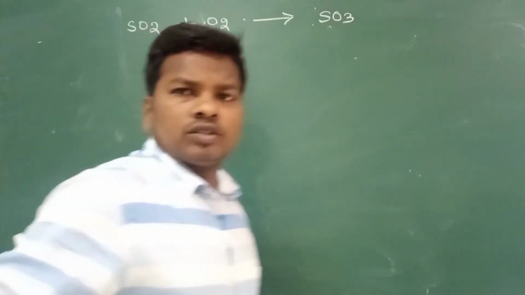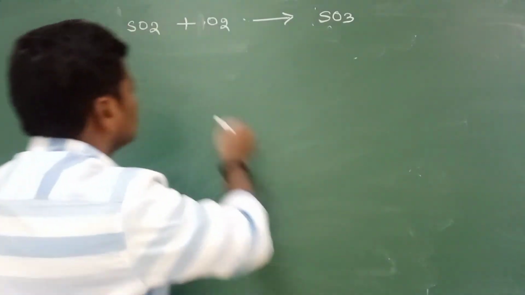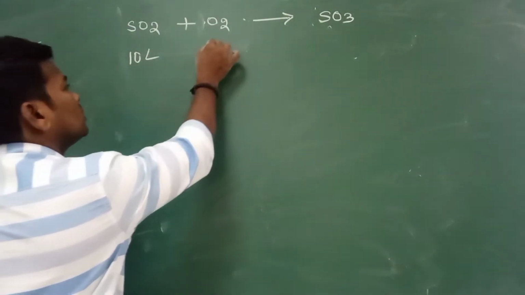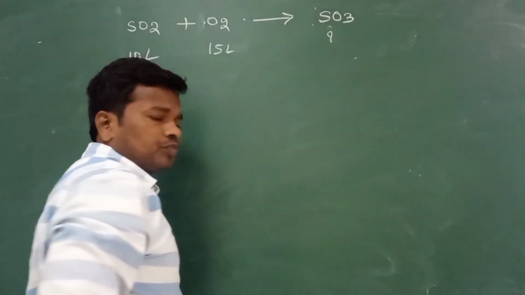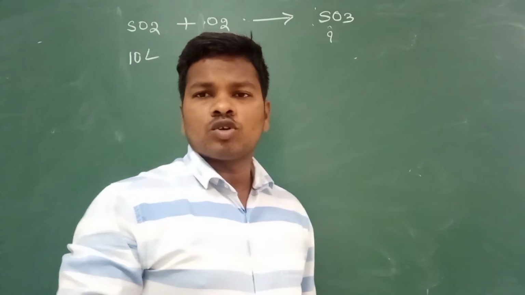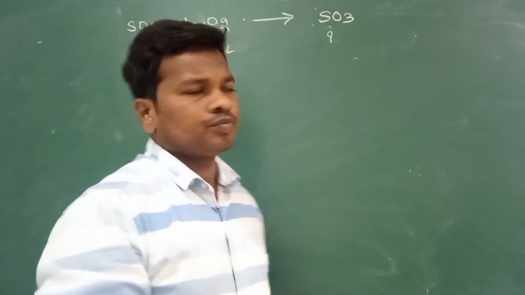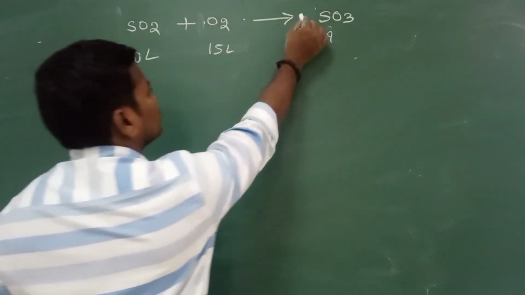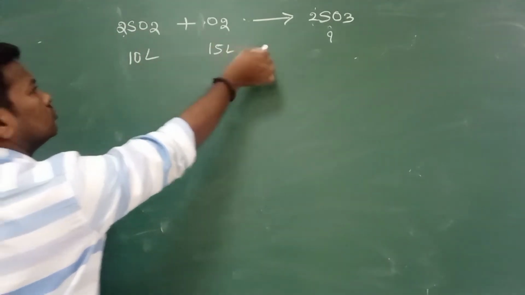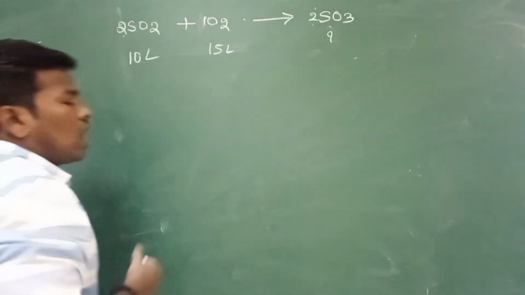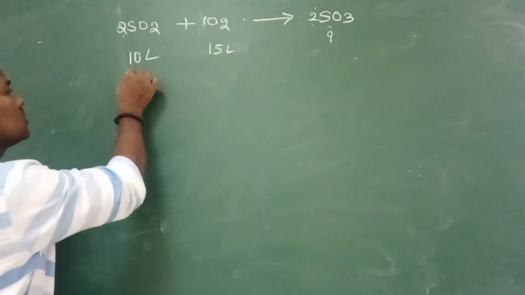Let us take one example. See the equation: SO2 plus O2 gives rise to SO3. Here they have given 10 liters of SO2 and 50 liters of O2, and are asking what is the volume of SO3. First of all, if you want to do this type of question, the first step is to balance the equation. After balancing the equation, go with the volume ratio.